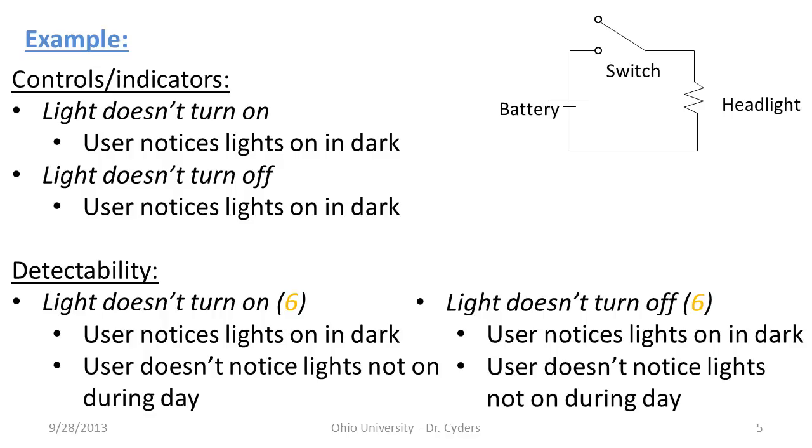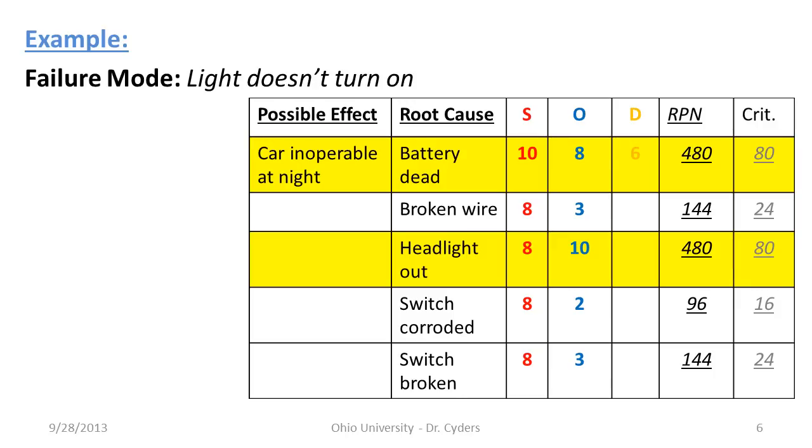And we're going to give the same detectability rating for the light not turning off when we expect because we have essentially the same controls and indicators and the same problems associated with them. You'll notice that the lights are on if it's dark outside, but you're not going to notice if it's light outside.